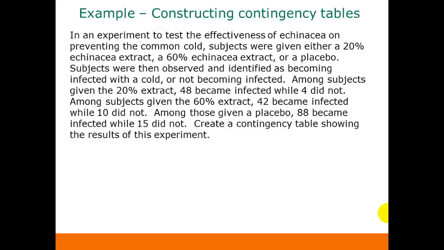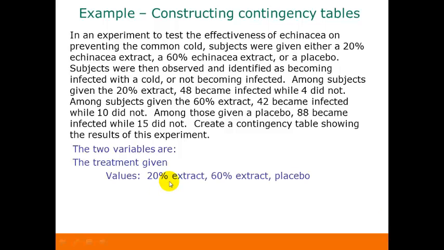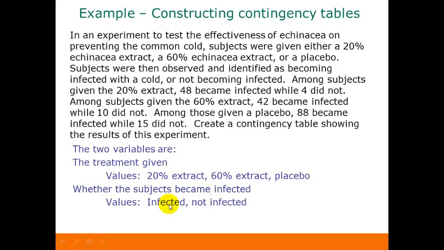So the first thing we want to do is identify our variables and then identify the possible values for each variable. So our two variables are, first of all, the treatment given, whether it was some form of an echinacea extract or a placebo. The possible values for this are either a 20% echinacea extract, a 60% extract, or a placebo. Then our second variable is whether the subjects became infected with a cold or not. So the two possible values for that are either they became infected or they didn't become infected.